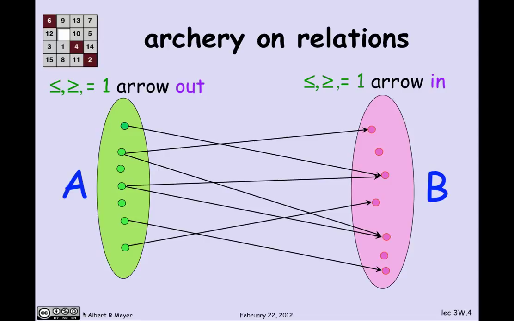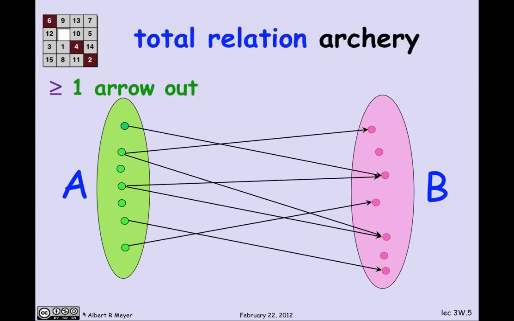And various combinations of these things have standard names, which it turns out that you'll need to know, so we'll lead you through them. Okay, so let's begin with the idea of a total relation. Total relation means there's at least one arrow out of every domain element. So if you look at this picture, it's not quite total yet because there are two green domain elements with no arrows out of them.